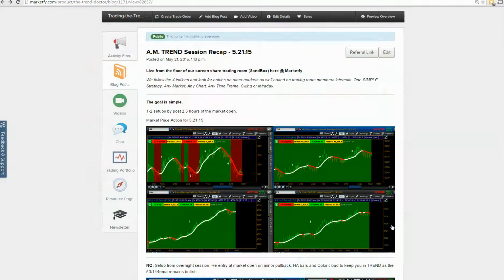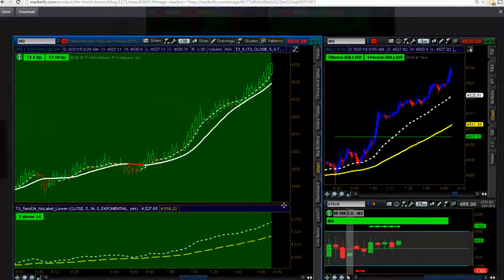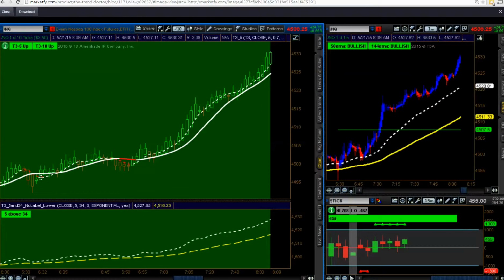So let's take a look at that NQ as price action here from the get-go, from market open. The setup already in play with the 534. The cloud in the background showing green crossover as the 5 was holding above the 34, holding above the 50 and the 144 exponential moving averages in the top right-hand chart, pushing above price action of the overnight high session, 4507. It was all about the HA bars in sync. That's right, in sync with the color cloud. Again, anytime the moving average or price action breaks down underneath and breaks above, an opportunity pullback for re-entry.